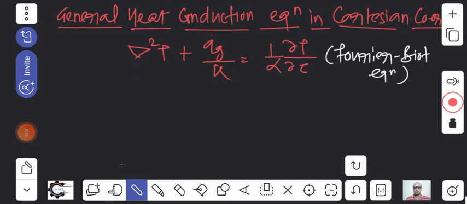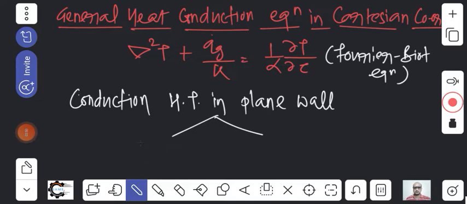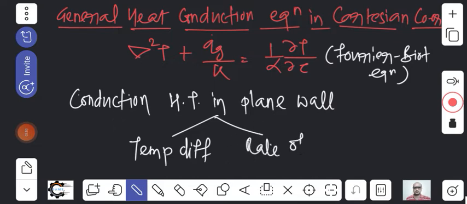Now in conduction heat transfer in a plane wall, our main objective is finding out the temperature variation and the rate of conduction heat transfer. That is our aim. So in conduction heat transfer in a plane wall we have two objectives: one is finding the temperature difference, and the other is the rate of conduction heat transfer.